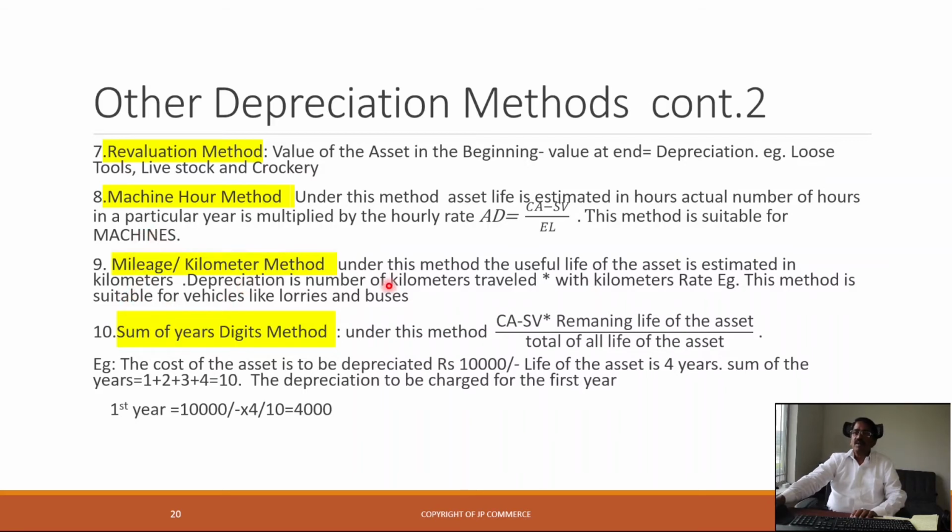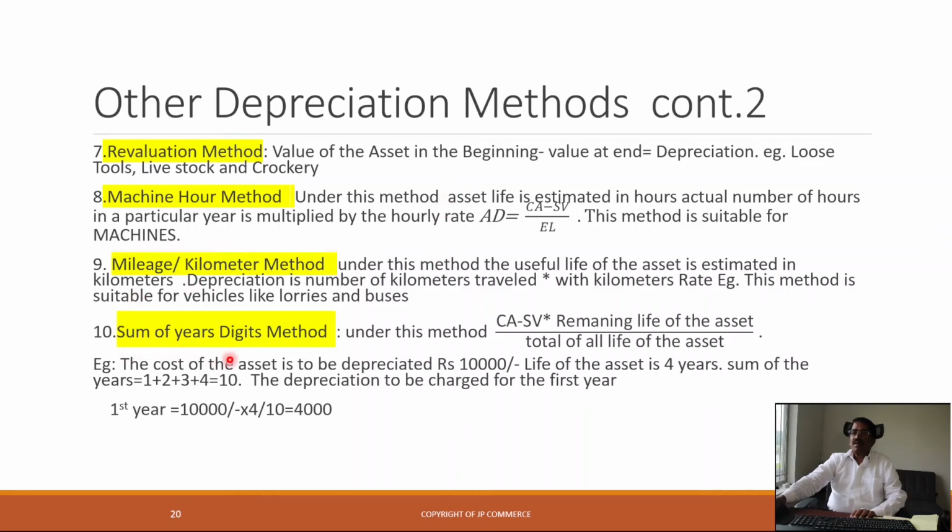Mileage or kilometers method. This method is only suitable for vehicles such as lorries and buses. Under this method, the useful life of the asset is estimated in kilometers. We estimate how many kilometers the vehicle can travel in one year. Depreciation is the number of kilometers traveled into the rate per kilometer. This method is suitable for vehicles.